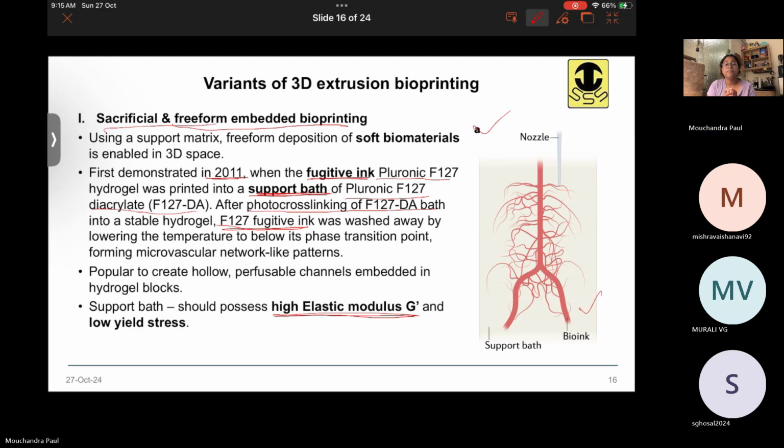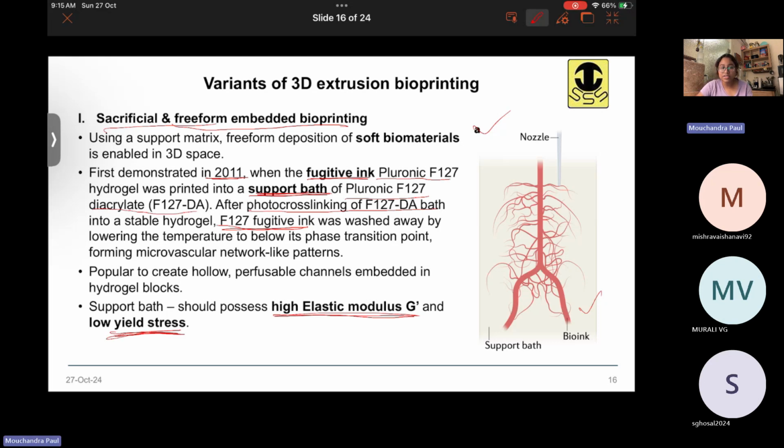Why? Otherwise, if it is more like water, more like a liquid, then the fugitive ink, as it is deposited inside the bath, will mix in. It will mix inside the support bath. It will diffuse out. The filament will not be a straight filament. It will be some very distorted type of filament. Got it? So in order to support the shape of the filament of the fugitive ink, the support bath should have a solid-like property, and also it should have low yield stress.